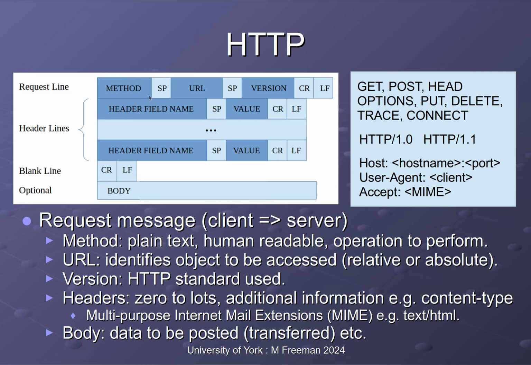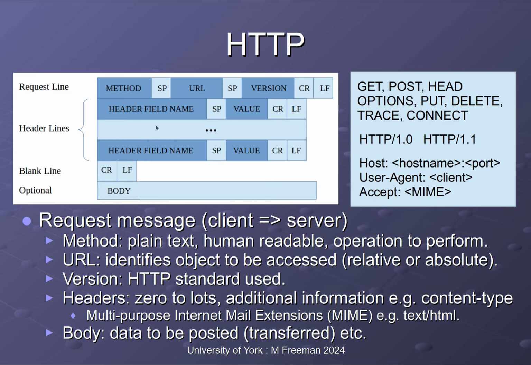Then we have a space character, then the URL that we want to access. So which web page do I want to access? Another space. Then we tell the server what version we'll be using. So we'll be using HTTP version 1.1. And then to show the server that that's the end of that line, we have a carriage return line feed. That's how the server breaks up the message into its various chunks. So we're using the carriage return line feed characters, 0D 0A hexadecimal, to indicate the end of our line.